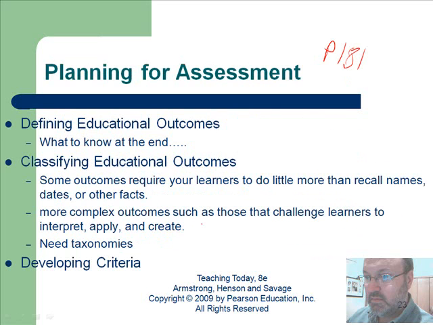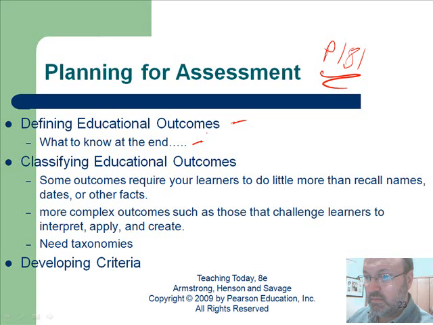So this was assessment instruction. Now we move into that next phase on page 181, planning for assessment. There are 3 steps in planning. First of all, define those educational outcomes. What should they be able to do at the end? I was telling you before, at the end you need to understand the difference between these different assessment pieces and answer questions about them. I'm defining for you what the outcome is.